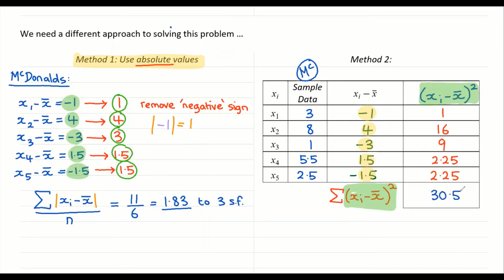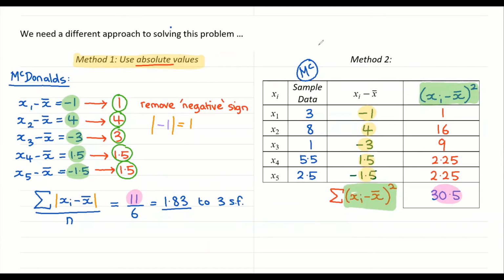30.5. Now, if we compare what we got previously in method 1, these numbers look a bit different. When we summed all the absolute values, we got 11, and this time we've got 30.5. So a bit of a discrepancy here. If I divide 30.5 by 6, it's going to be around the 5 mark. So it's going to be very, very different. Well, let's identify the problem here.